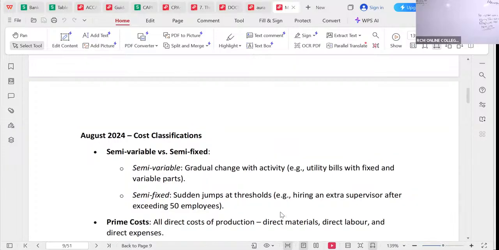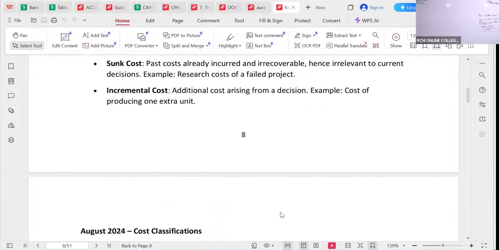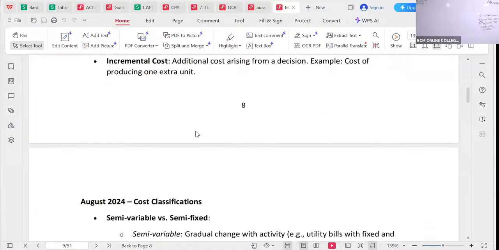So that is an incremental cost, additional cost arising from a decision. Example, cost of producing one extra unit. Let us go to the next one, August 2024, cost classifications.